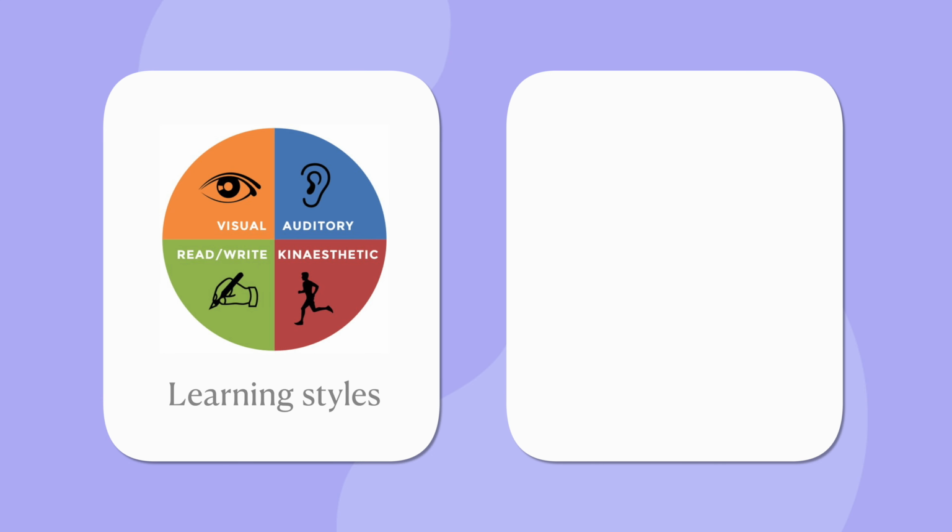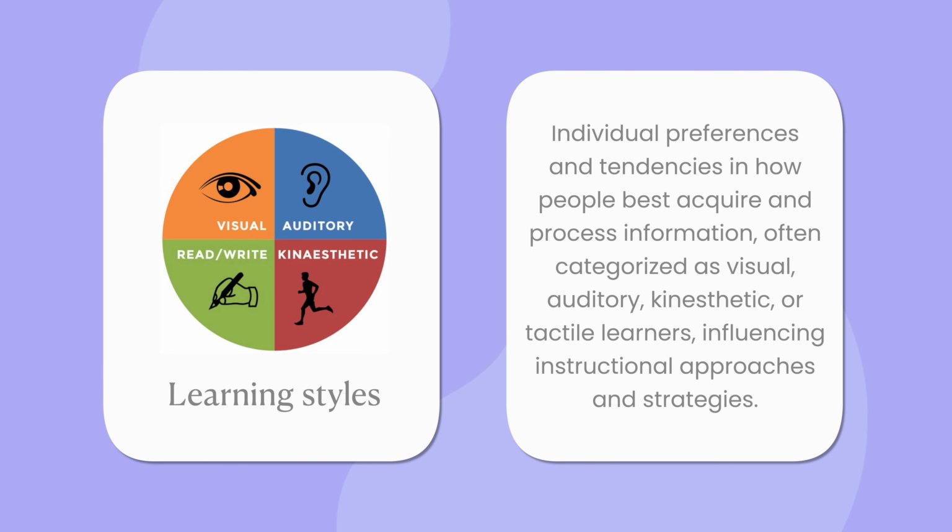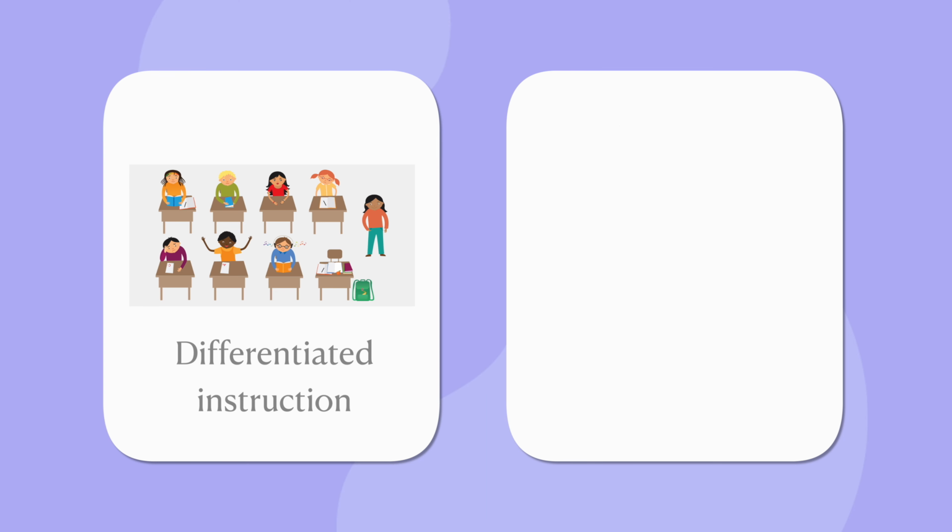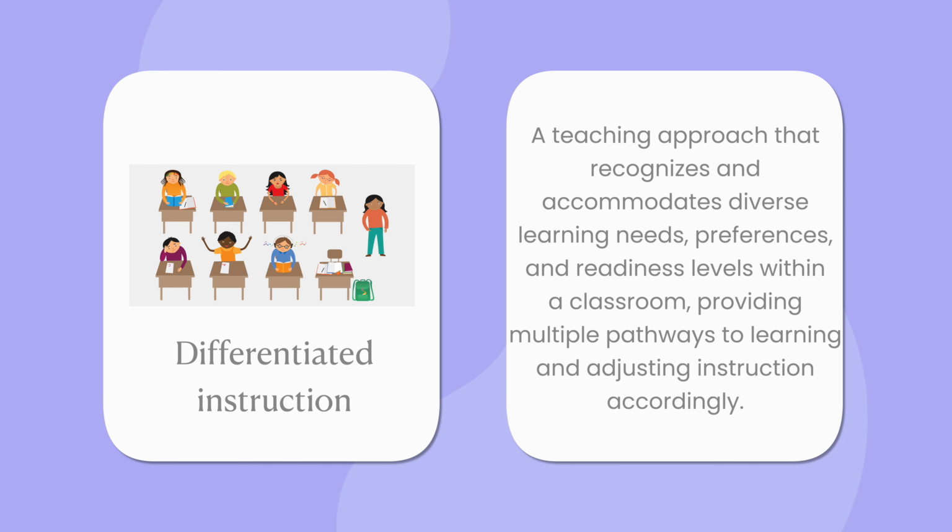Learning styles. Individual preferences and tendencies in how people best acquire and process information, often categorized as visual, auditory, kinesthetic, or tactile learners, influencing instructional approaches and strategies. Differentiated instruction. A teaching approach that recognizes and accommodates diverse learning needs, preferences, and readiness levels within a classroom, providing multiple pathways to learning and adjusting instruction accordingly.